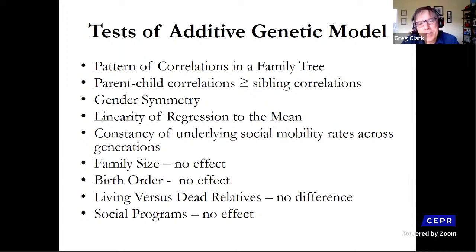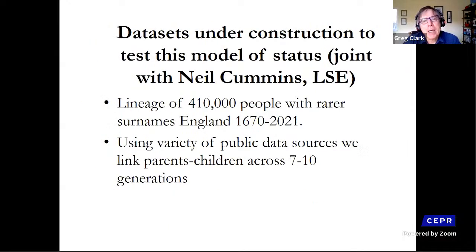There should be a constancy of underlying social mobility rates across generations. Family size or birth order should have no effect. Living versus dead relatives should play no effect. And again, we can test that. And social interventions, again, should have no effect on rates of social mobility.